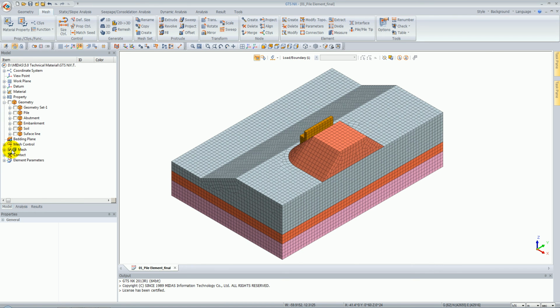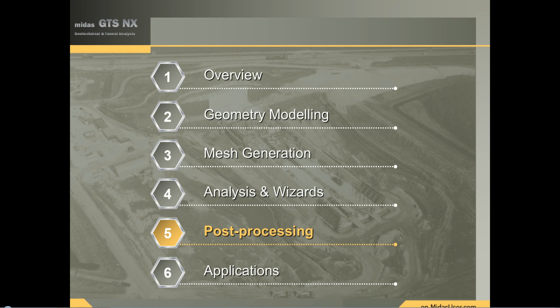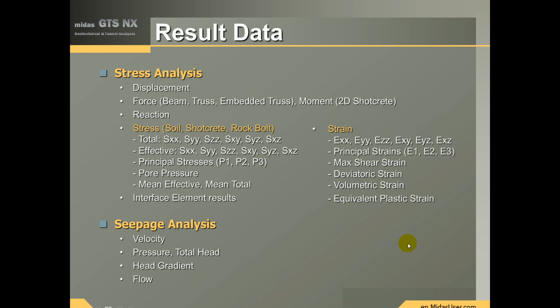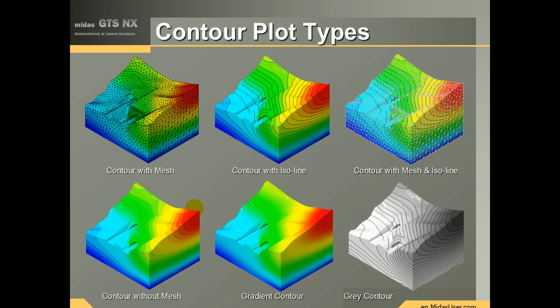So just going back to the presentation, that's just a brief snapshot. So look at the post-processing. Here you have the contour plots, and everything comes up in the works tree, and you've got the results tables and also the extraction of results in the graphics and Excel. We can look at different stress analysis, stress for soil, the shotcrete and the rock bolts. You can also look at the seepage as well and the strain. So just different contour plot types.